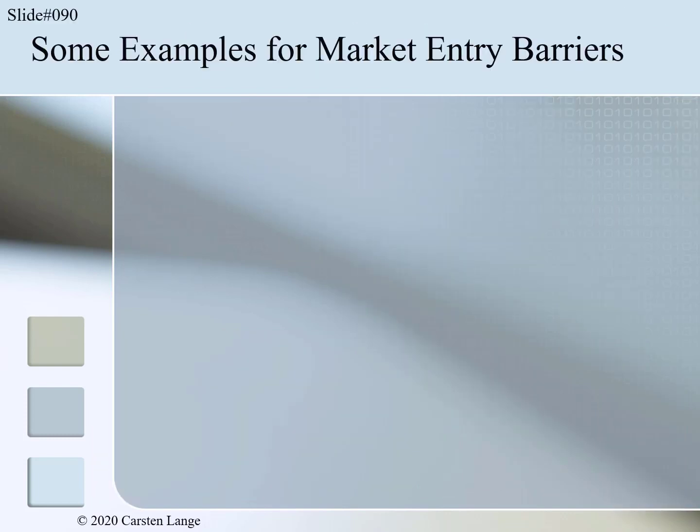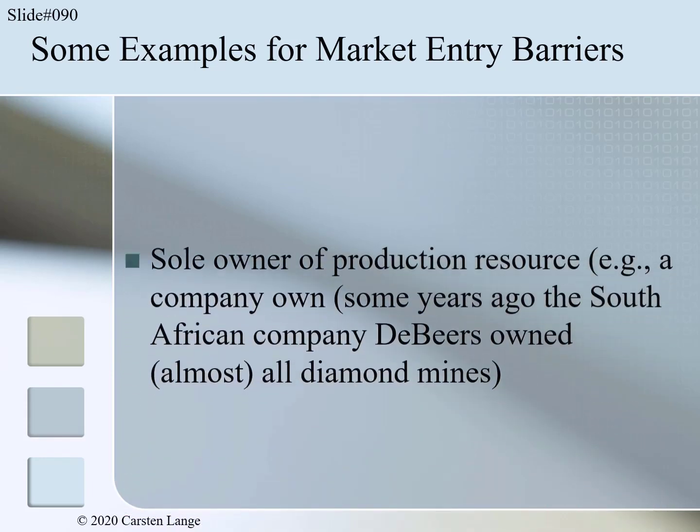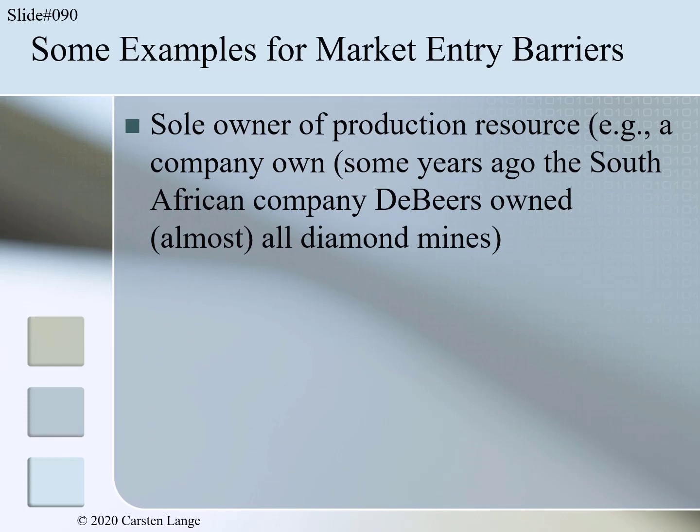Here we will discuss some examples for market entry barriers. One type of market entry barrier is if a monopolist is the sole owner of a production resource. An example from some years ago would be the South African company De Beers. They owned almost all diamond mines, so they were the sole owner of the production resource diamonds.